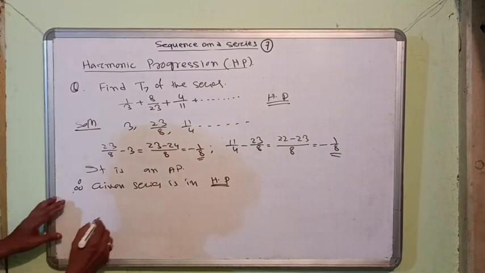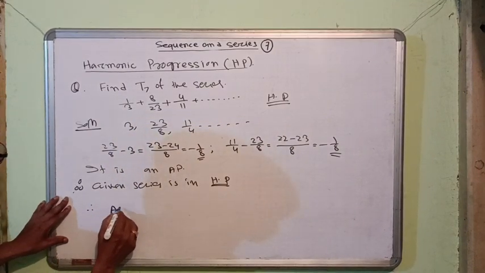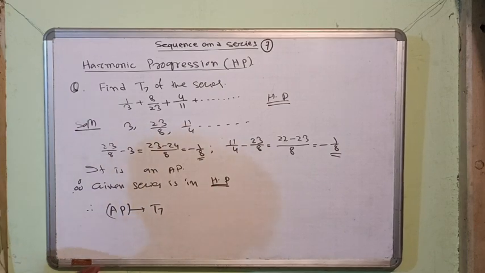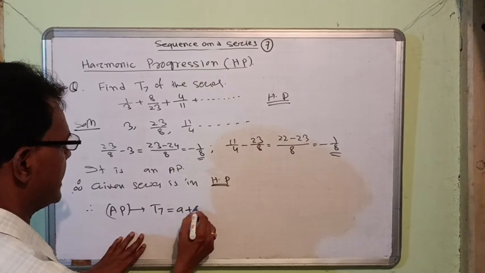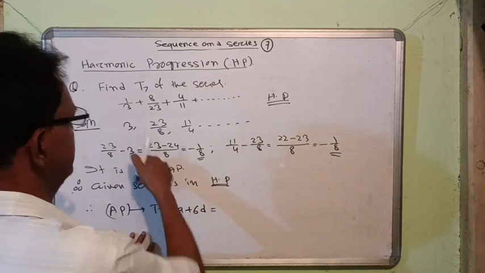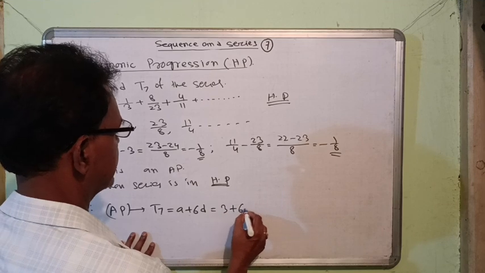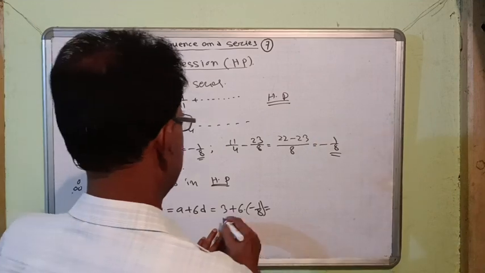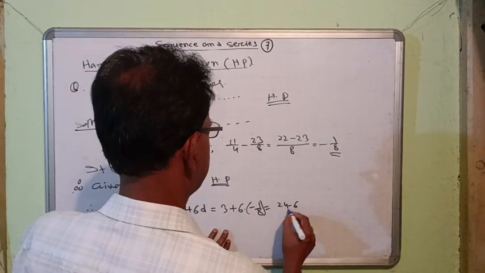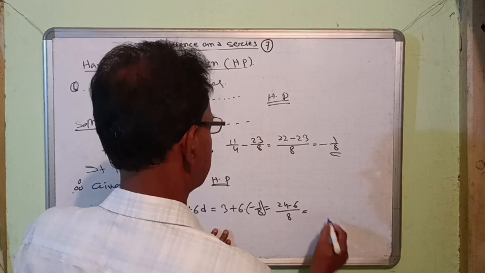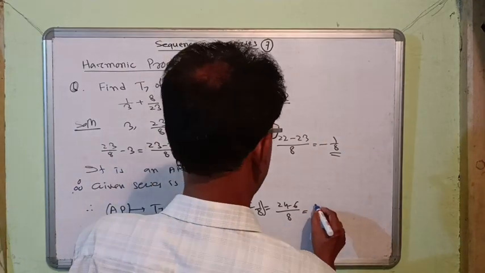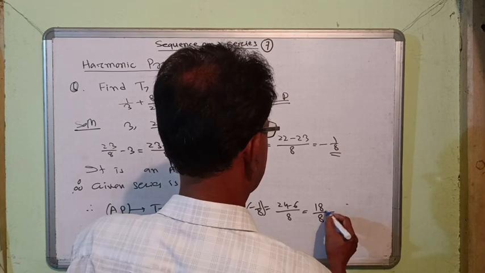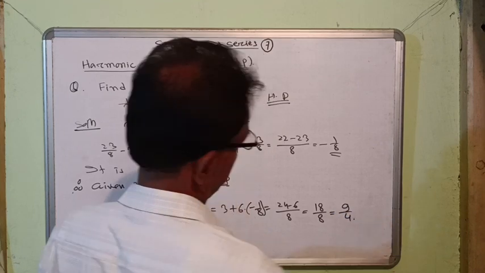Now T7. Therefore AP. T7 of AP is equal to what? A plus 6D is equal to A means what? A means 3 plus 6 into D means minus 1 by 8. This is equal to 24 minus 6 by 8. Therefore we get 18 by 8. This is equal to what? 9 by 4.